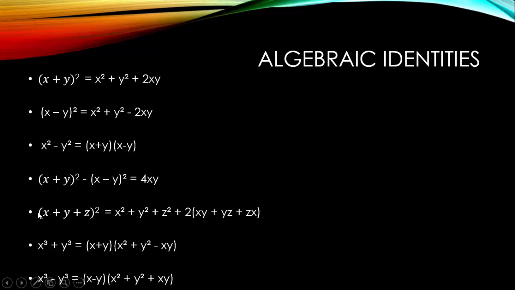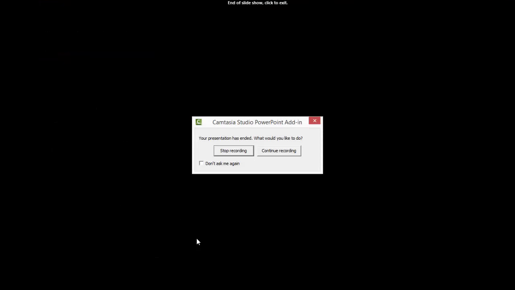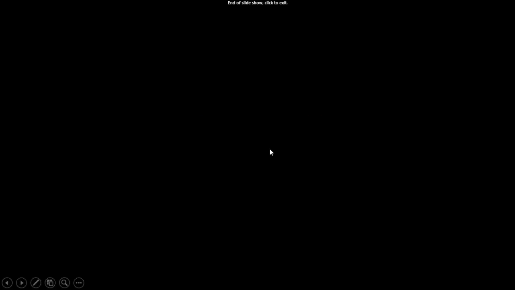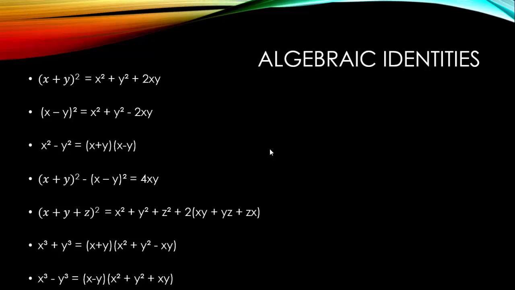X plus y plus z whole square is equal to x square plus y square plus z square plus 2 into xy plus yz plus zx. X cube plus y cube is equal to x plus y into x square plus y square minus xy. X cube minus y cube is equal to x minus y into x square plus y square plus xy.